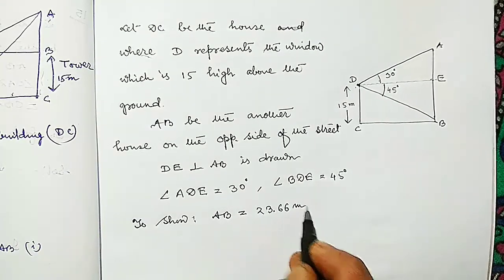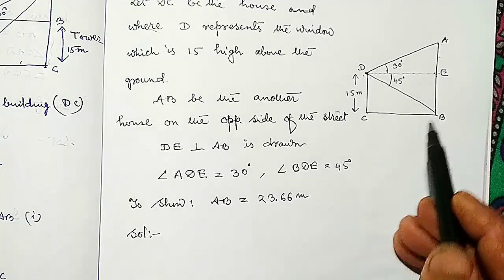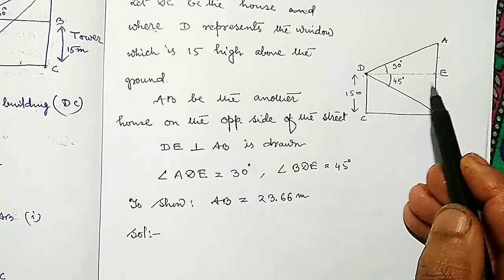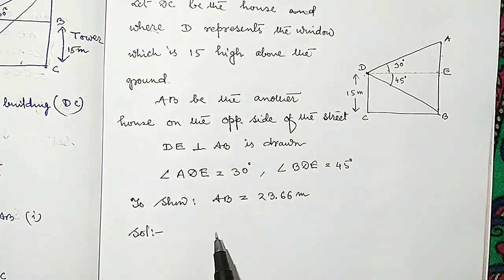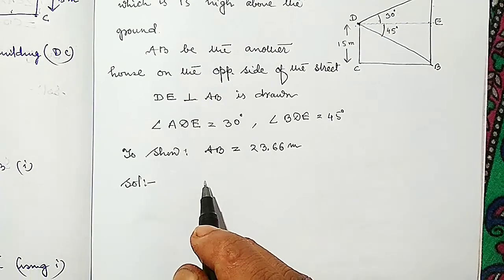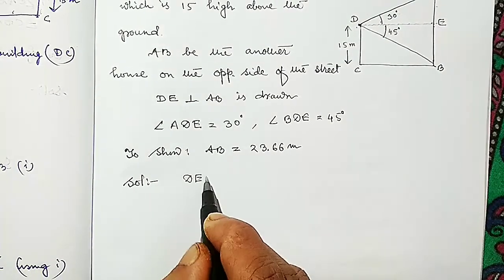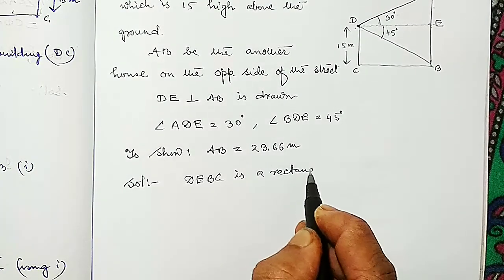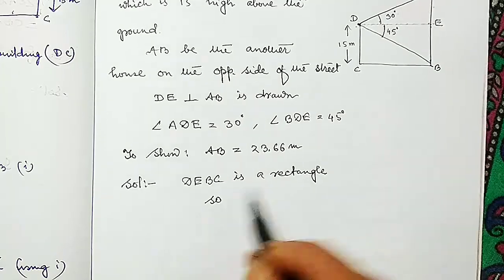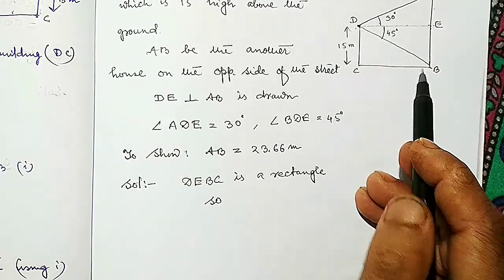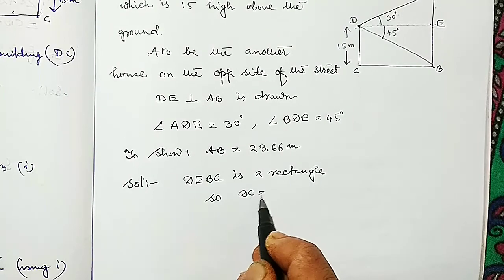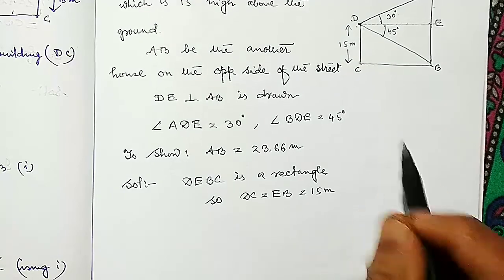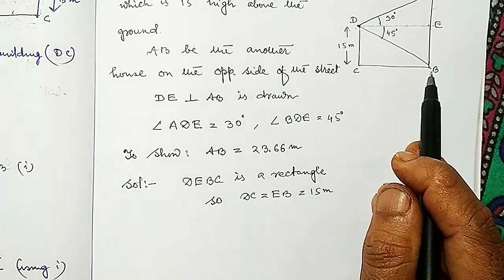Here DEBC is a rectangle because this part is parallel to this part is parallel to this part, and this angle is 90 degree. We can directly write here DEBC is a rectangle. So this part DC and EB will be equal. So we can write here DC equals to EB, both equals to 15 meter. Okay, as this part is 15, this part, that is EB, also will be 15.